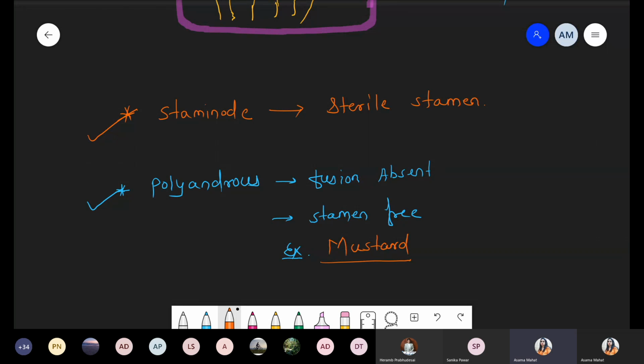Is there any doubt from the androecium? The androecium part is over. Just check quickly what we discussed. Is there any doubt from androecium?